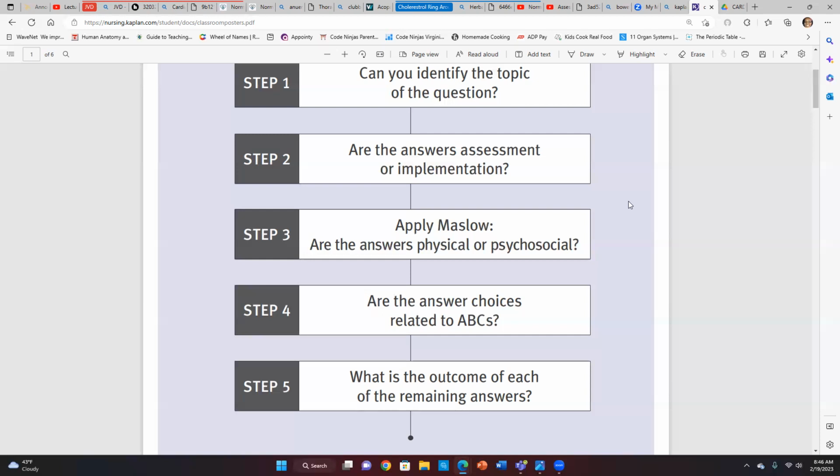No, ma'am. Okay, fantastic. So now Abraham Maslow.